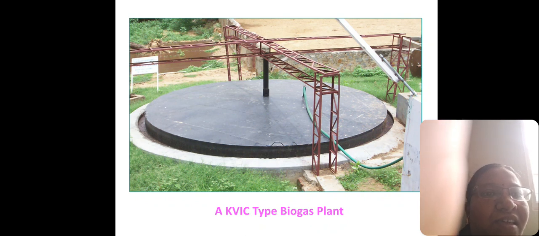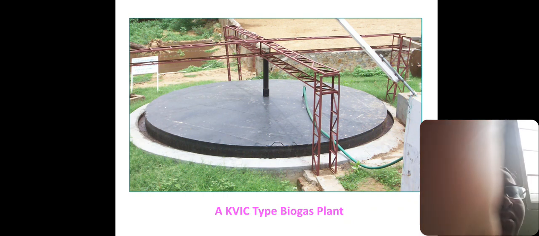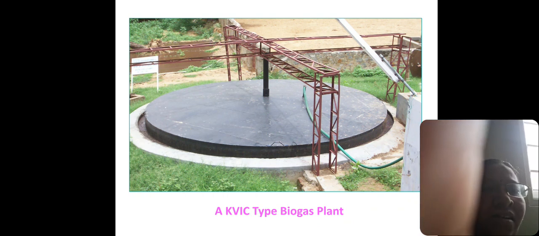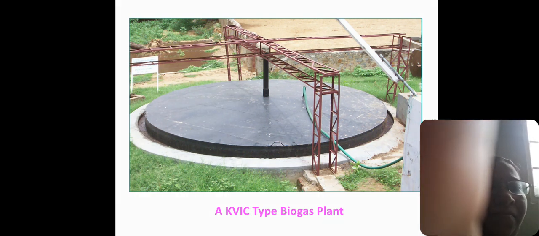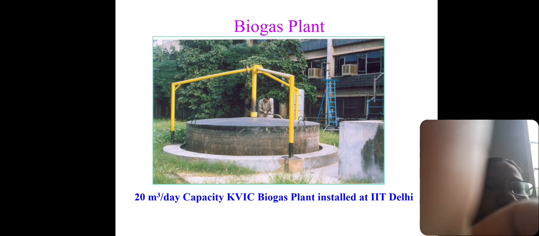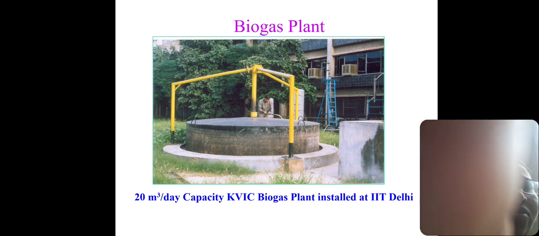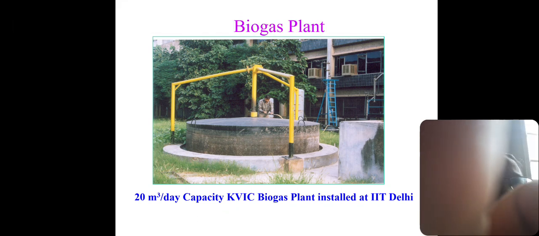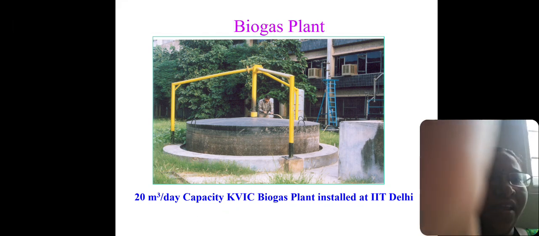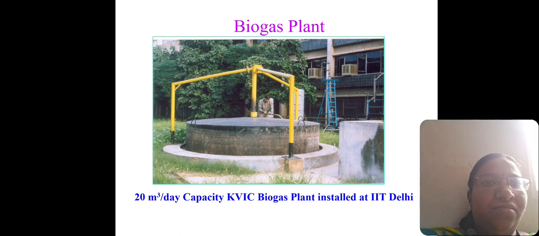So this is the KVIC type of biogas plant. After the gas production, this black colored drum will rise up. This is a 20 meter cube KVIC biogas plant, which is installed at IIT Delhi. We can see that after the gas production, the drum rises up, which indicates the gas production in the digester.